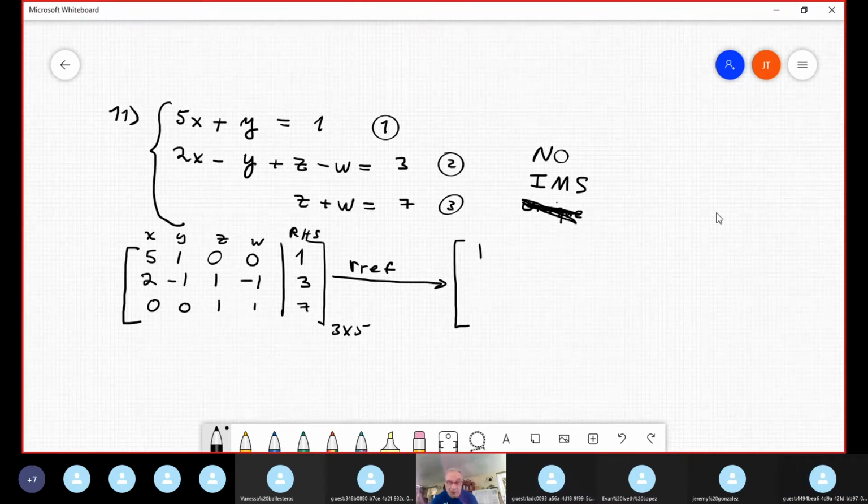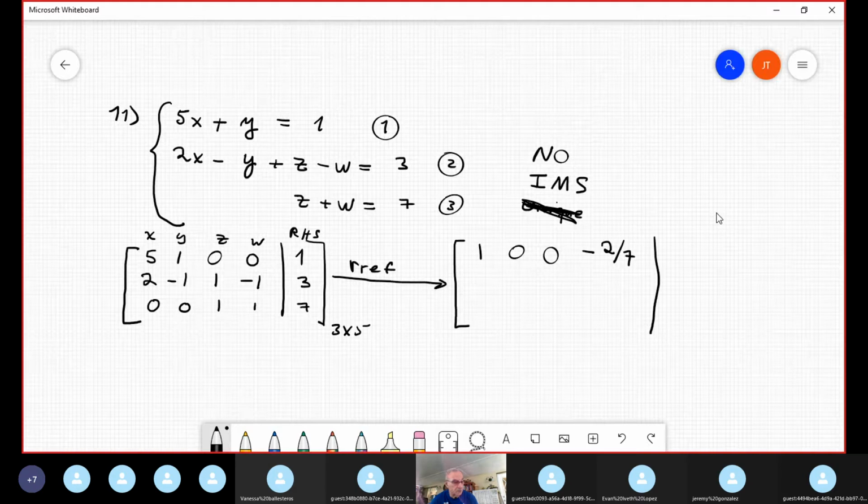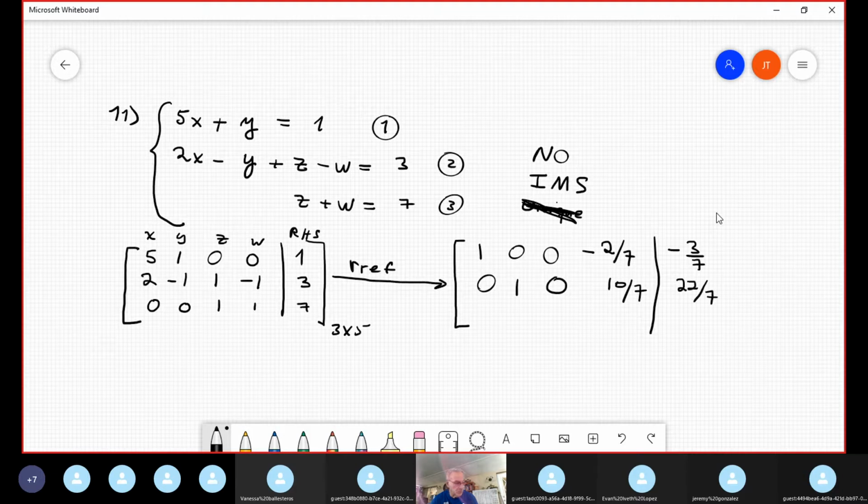Okay, so we have this situation. 1, 0, 0, negative 2 over 7, a fraction, minus 3 over 7. 0, 1, 0, 10 over 7, and 22 over 7. And the last equation is 0, 0, 1, 1 and 1 here, and 7 here. Okay. Interpret that.